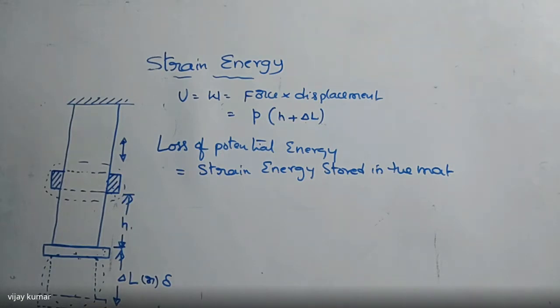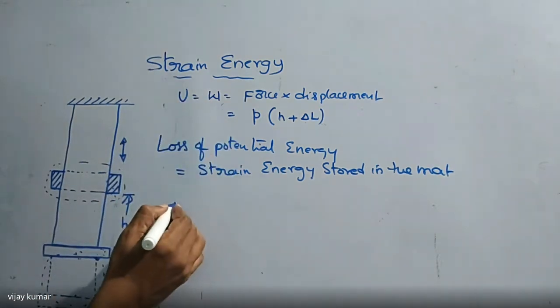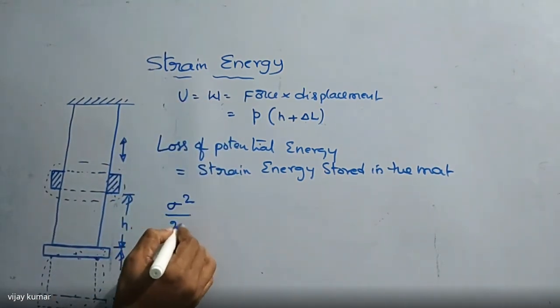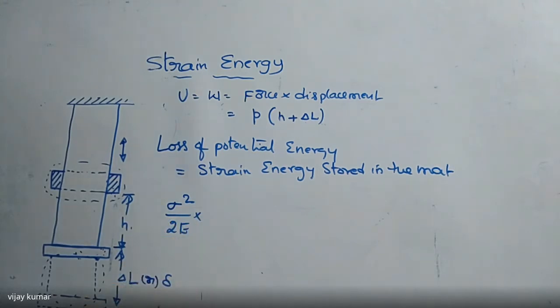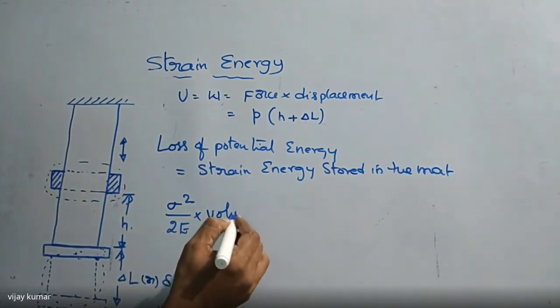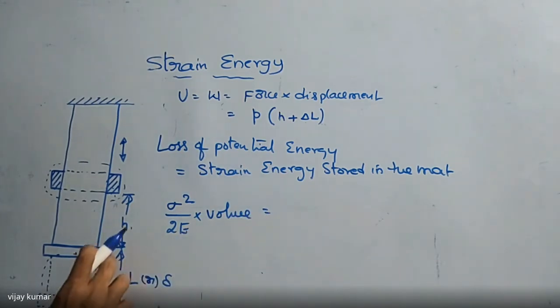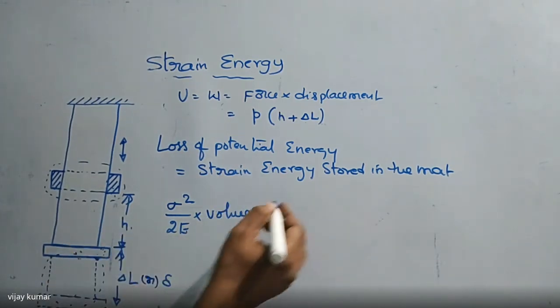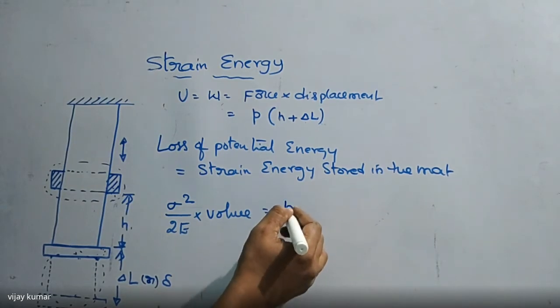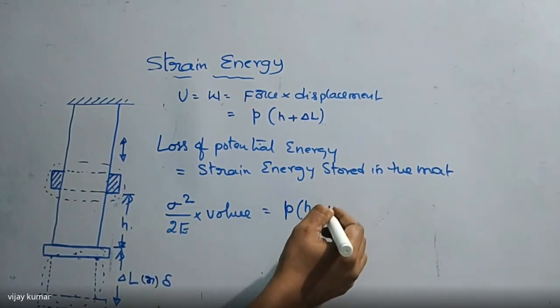So after impact, it is deformed from this point along with the negligible weight. I'm writing here the general formula: sigma square by 2 times E into volume. E into how much? Volume. That is the formula for strain energy from this point. Then it is equal to the work energy, which is nothing but P into H plus delta L.